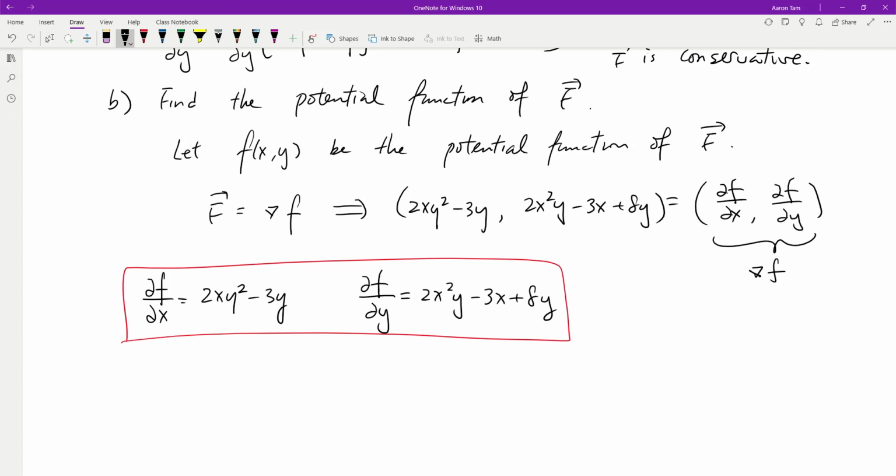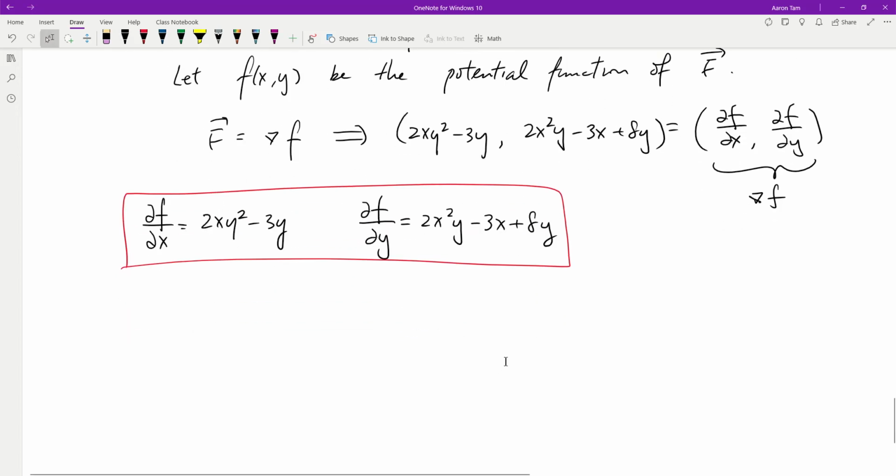I personally always like to start with df over dx, because regardless of which way you do it, you get the same answer. I would rather be consistent so that I know what to do every time I see a problem like this. That's what I'm going to show you, but feel free to try using df over dy. The process to find the potential function is symmetrical. If you start with df over dy, it works out exactly the same; you just flip-flop the two in the procedure. So we're going to start with df over dx, which is equal to 2xy squared minus 3y.